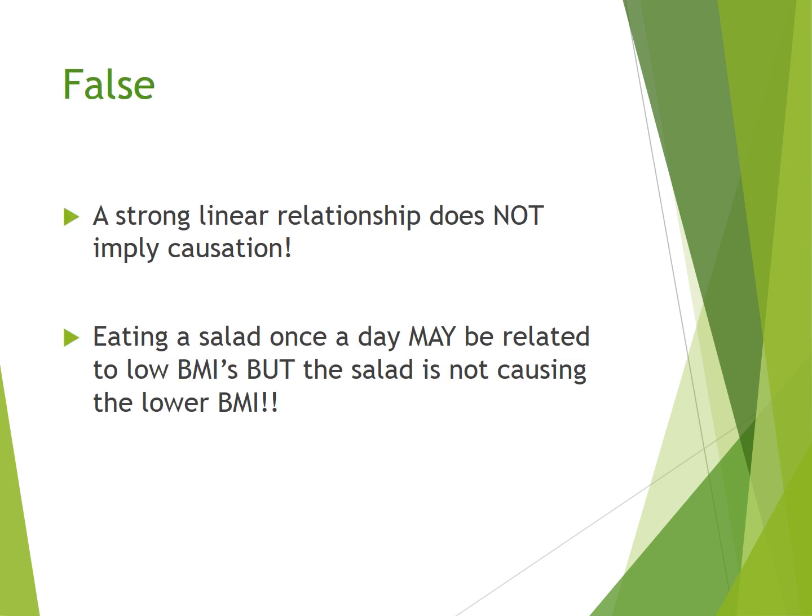No, not at all. Linear relationship does not imply causation. For example, eating a salad is strongly related to lower BMIs. The more salad someone eats, the lower their BMI goes. So it's a negative relationship, and it's a very strong negative relationship. But that does not mean that eating salad is causing the lower BMI, because it's not.